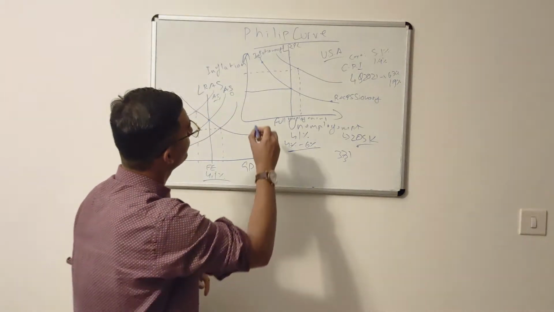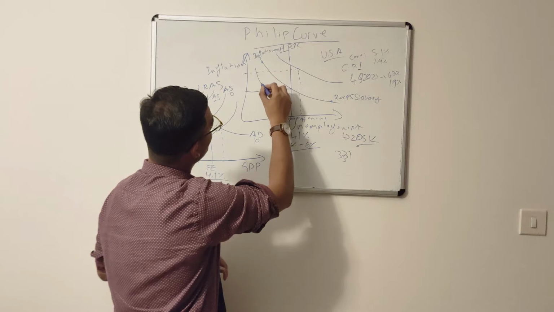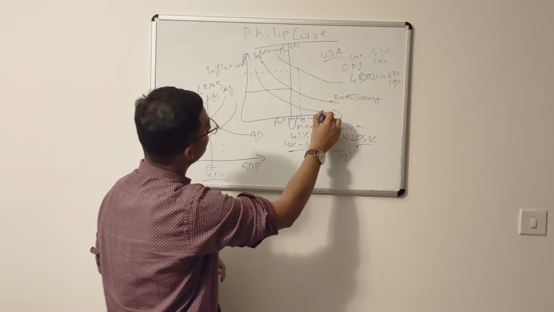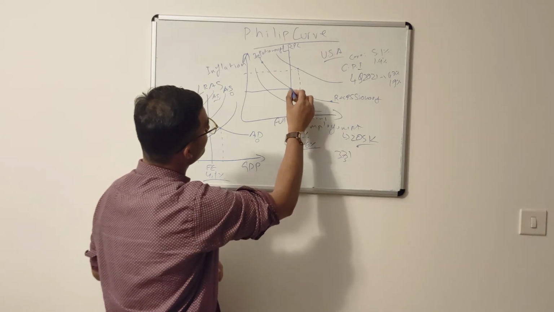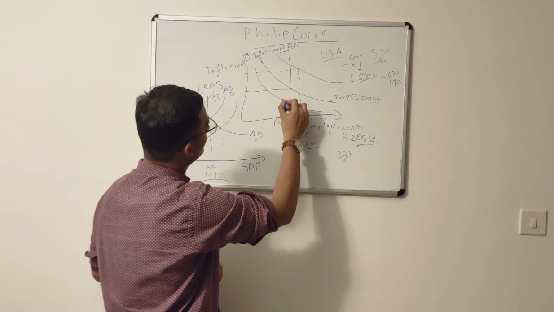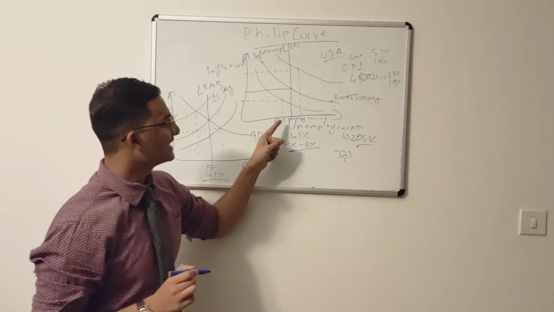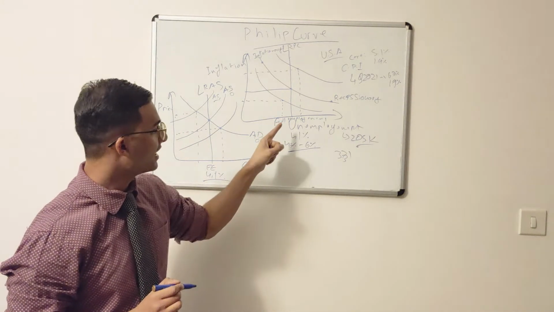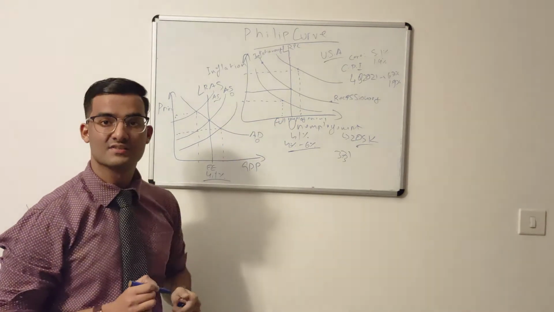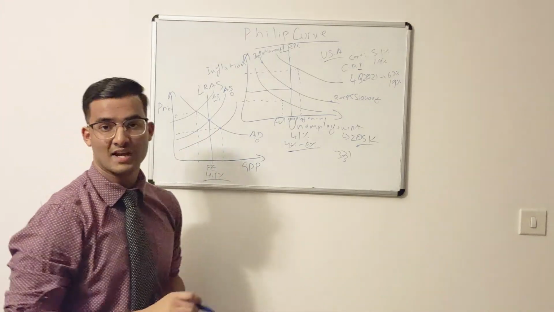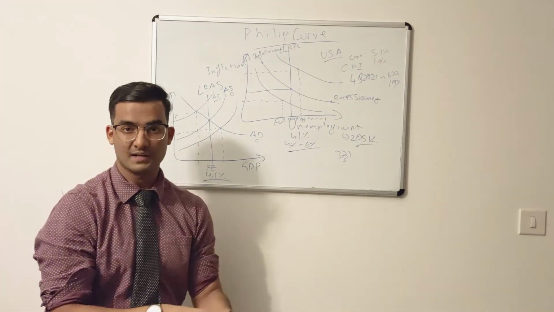So your new point would be over here. Your price is over here, your unemployment we will basically point over here. Now you would see that the unemployment has decreased, and your price has decreased as well. This is your aggregate supply, your changes in aggregate supply.